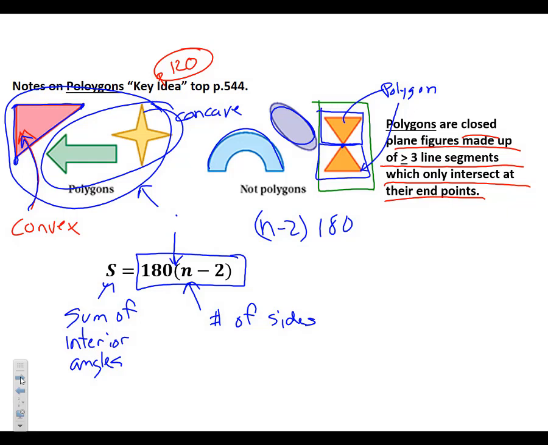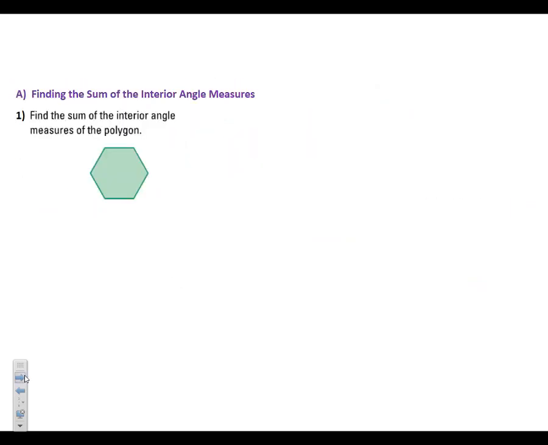And as quick proof, we know a triangle. We already know it. We have it memorized. A triangle is 180, correct? So if you take 180 times 3 minus 2, because there's 3 sides to a triangle, that's 180 times 1, which equals 180. It always works. You know it does, because I've proven it to you before. Ladies and gentlemen, let's move right along.